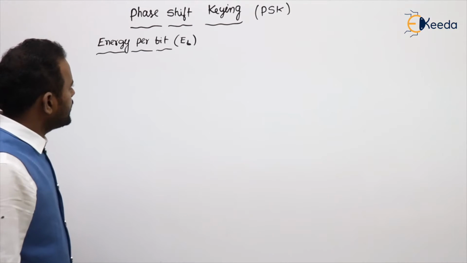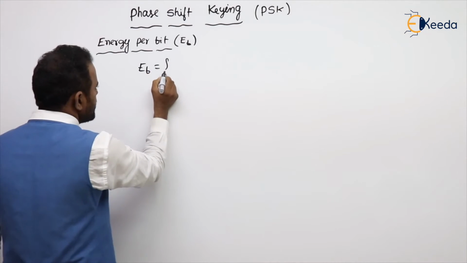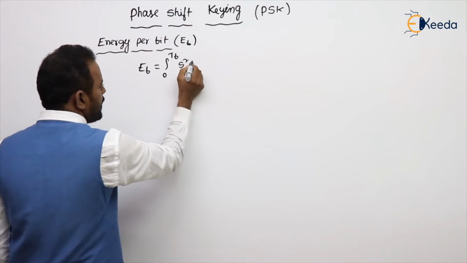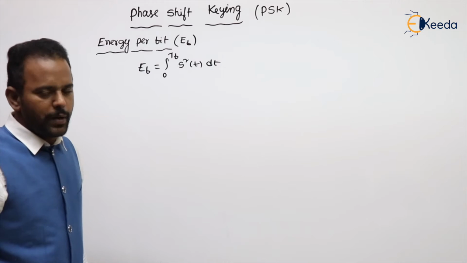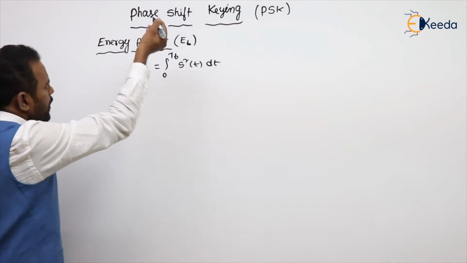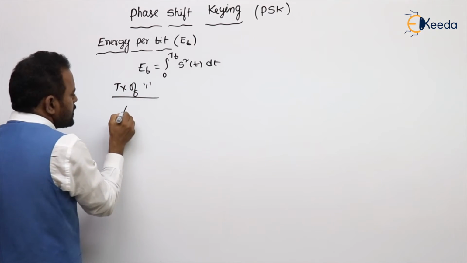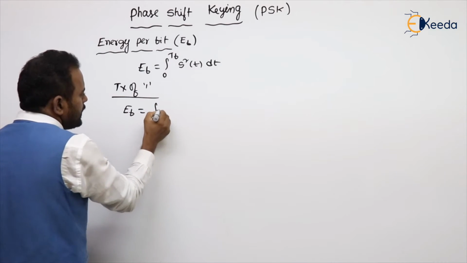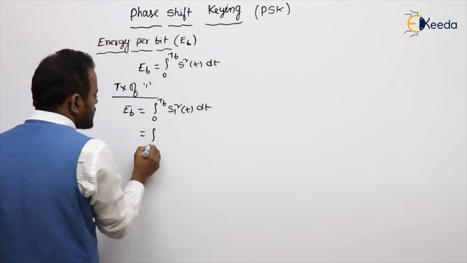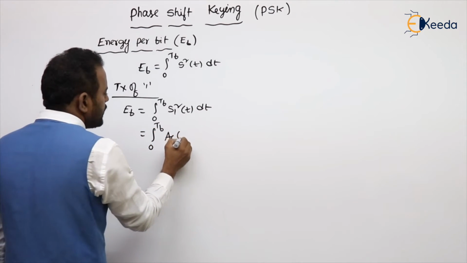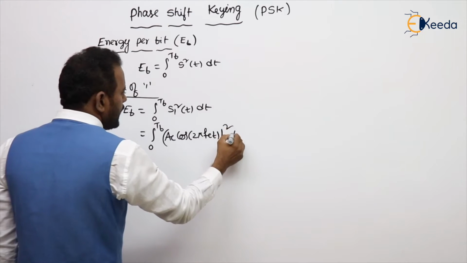Now see the energy per bit calculations. We already know energy per bit Eb formula is integral 0 to Tb. Commonly I am writing s squared dt. If you want to calculate for binary 1, S1 squared of t, binary 0, S2 squared of t. First let me discuss transmission of 1. Transmission of 1, energy per bit Eb is integral 0 to Tb S1 squared of t dt. What is the S1 squared, sir? Which is nothing but Ac cos 2π fc t whole squared into dt.